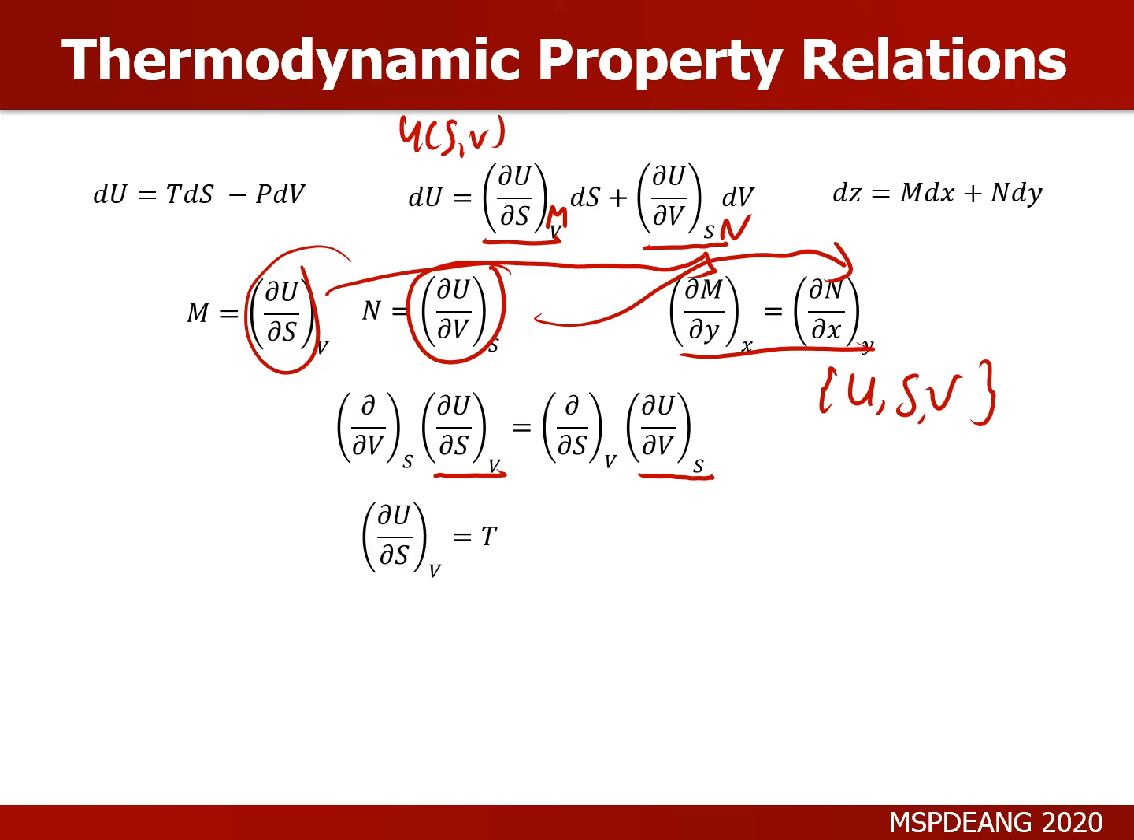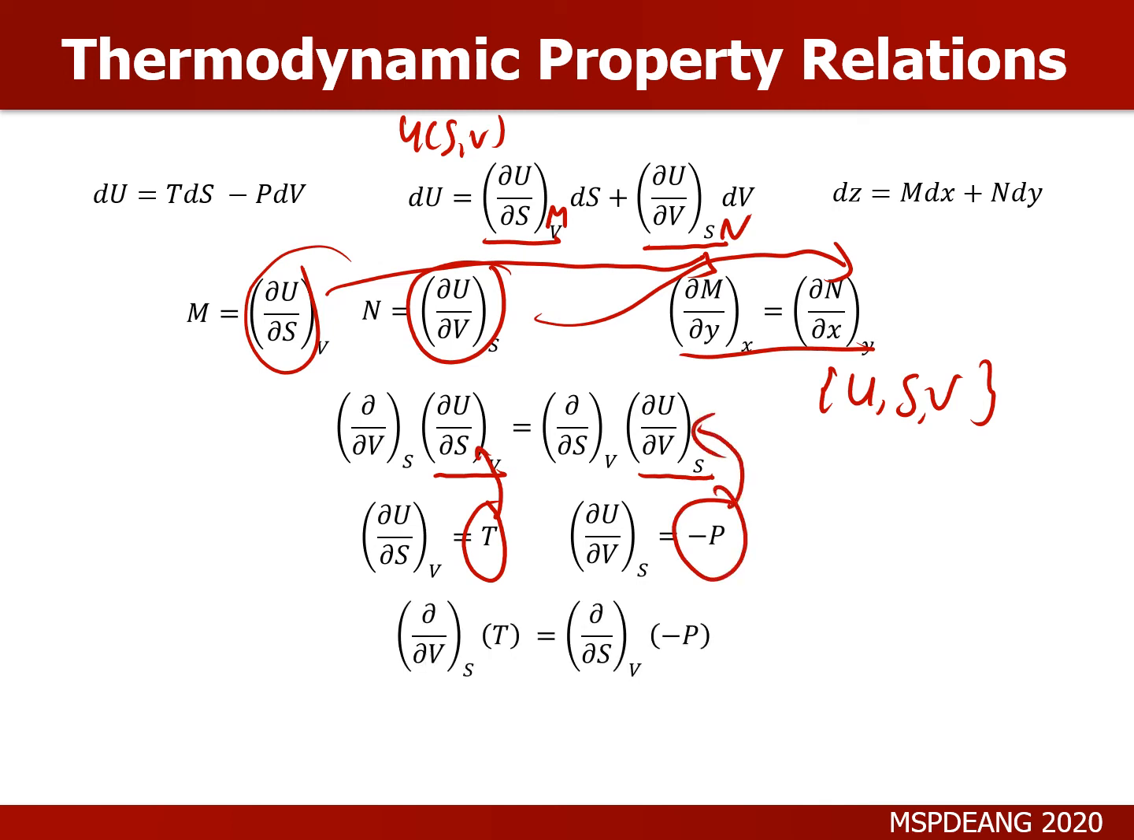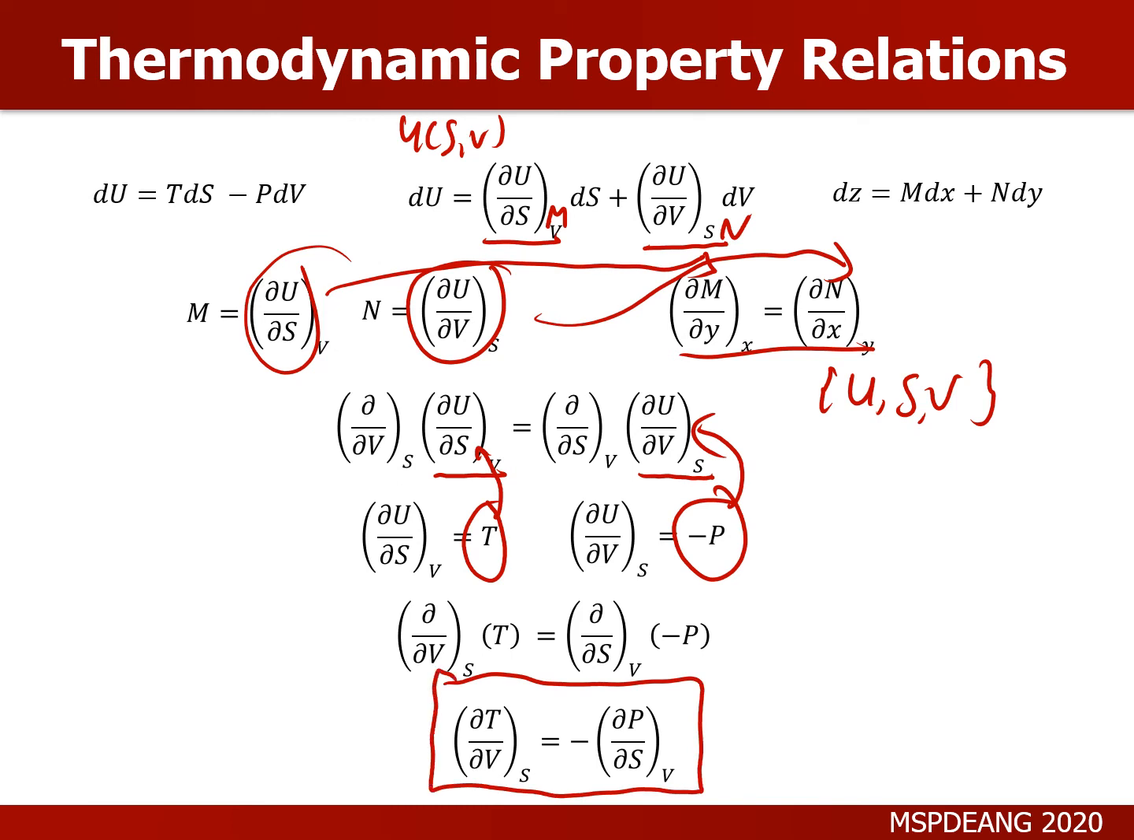And that fundamental grouping is, okay, du over ds at constant V is equal to temperature, and du over dv at constant S is equal to negative pressure. Okay, and these two are equivalent, so you can substitute this here, and this here. Meaning, the partial of T with respect to V at constant S is equal to the negative partial of P with respect to S at constant V. Okay. So you now have the relationship of temperature, pressure, volume, and entropy with respect to one another.